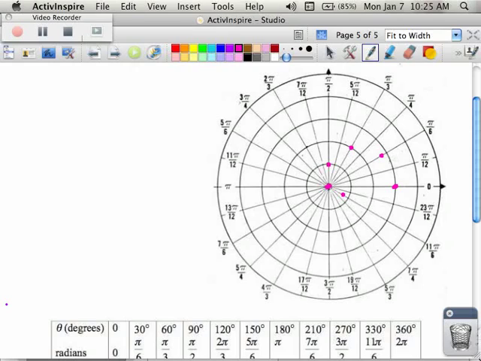At pi, I go backwards 1, so I'm facing 180 degrees, and I go backwards 1 unit. At 7 pi over 6, I go backwards 0.7. At 3 pi over 2, I go down 1 unit. At 11 pi over 6, I go 2.7. And then at 2 pi, I go out 3 units, and I'm starting to repeat myself.